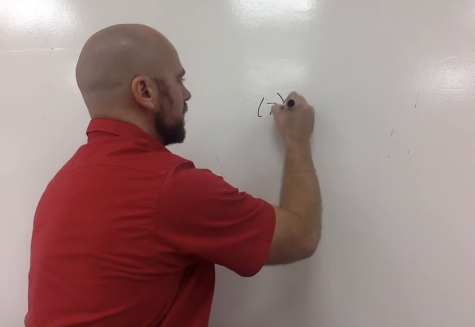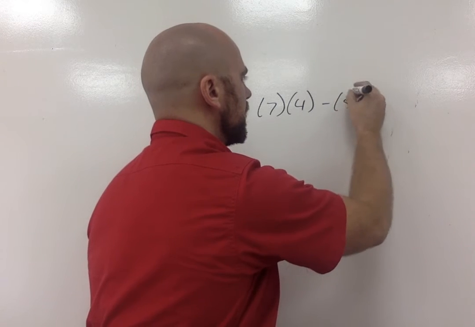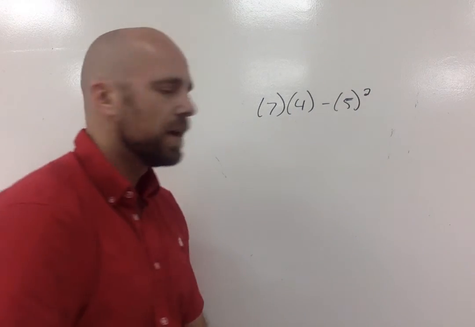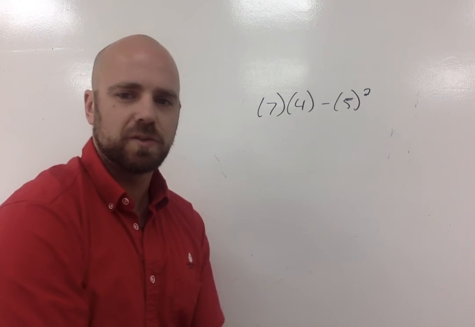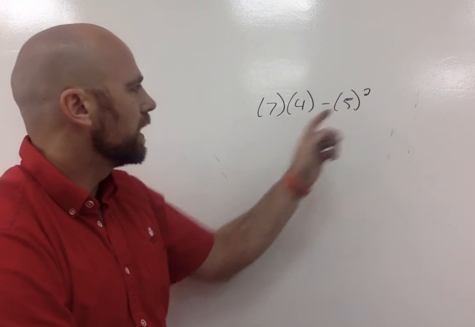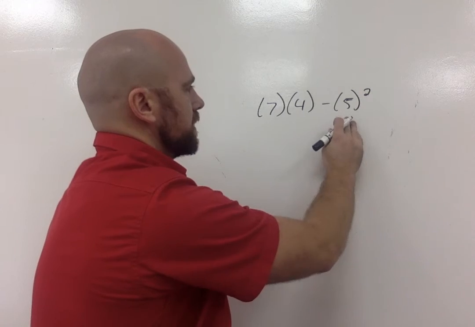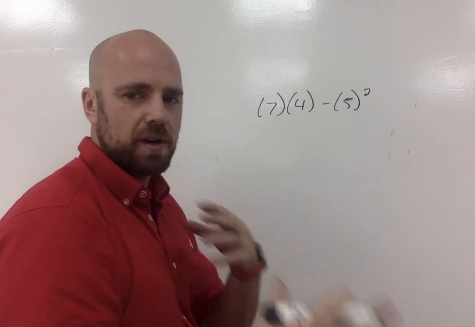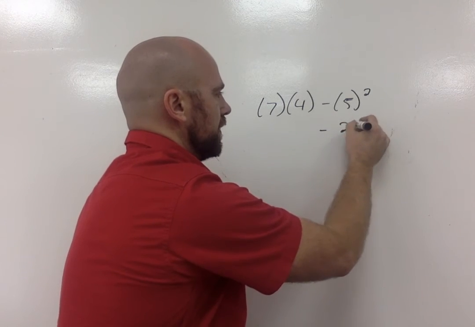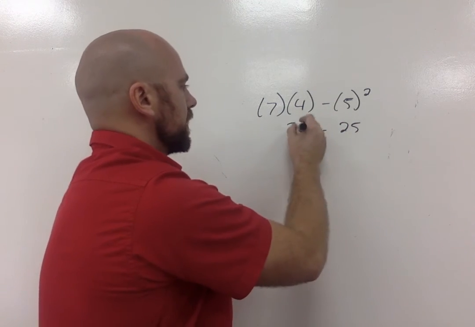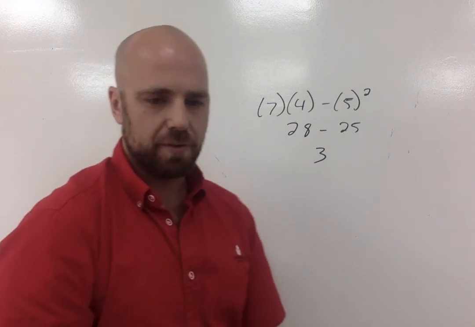So we've got 7 times 4 minus 5 squared. When we have a bracket beside a bracket, we know that that's going to be multiplication. I'll do this and this at the same time. This is multiplication. This is exponents, but it's not going to affect the other one. So this is going to end up being minus 25, and then 7 times 4 gives me 28. So 28 minus 25 gives me positive 3.